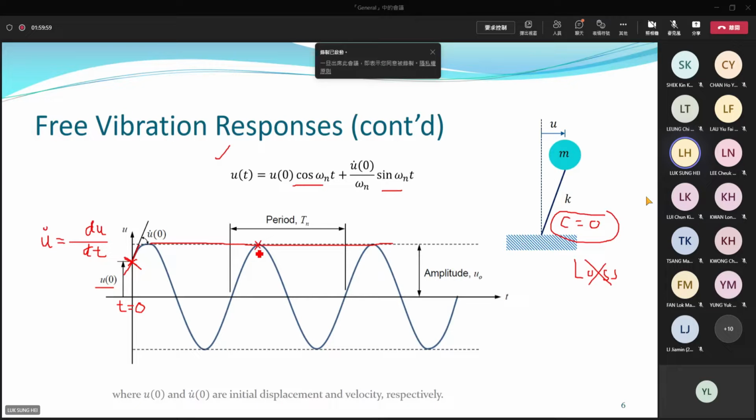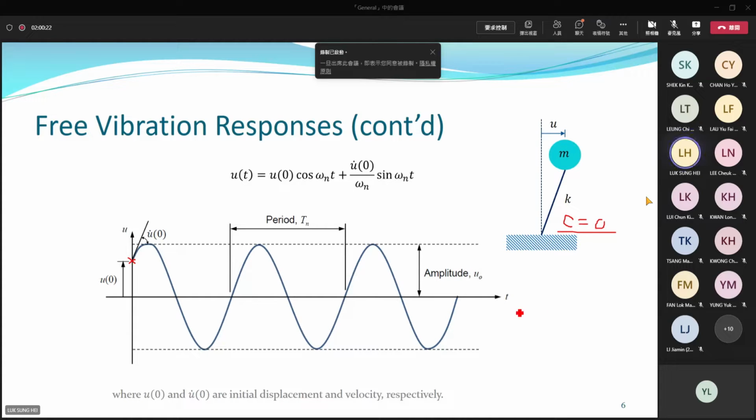Not very realistic because for every system you should have some energy loss. But in theory, we can discuss in this manner. This is something you can observe from this picture. Firstly, the first plot tells you the initial conditions, and then the vibration amplitude remains unchanged if you play with undamped conditions.